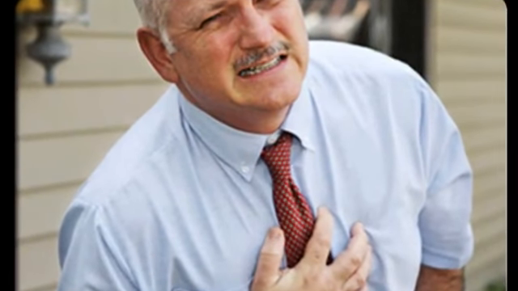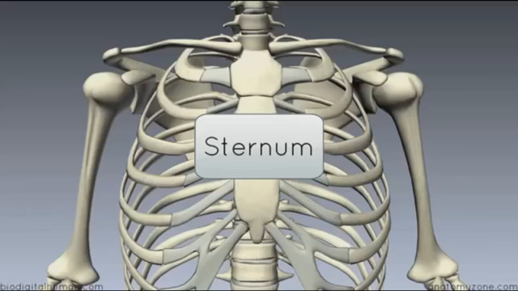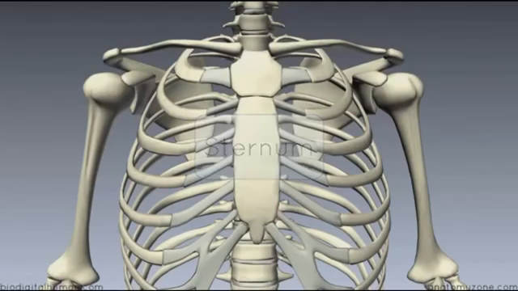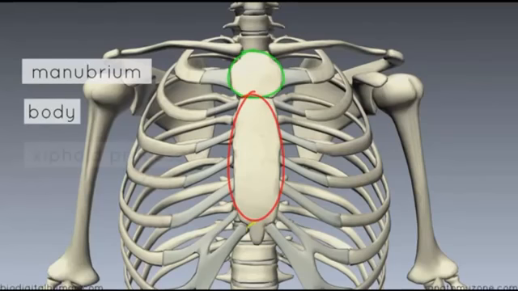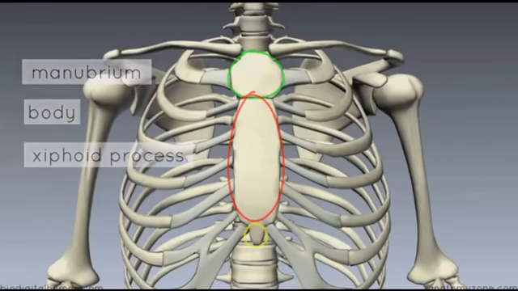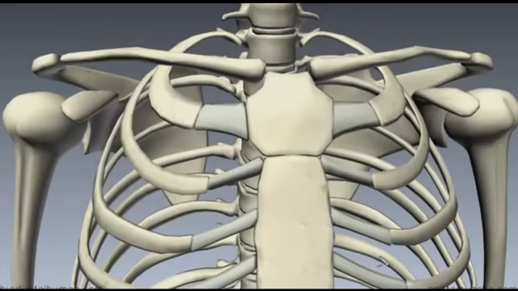Okay, so this is a quick tutorial on the sternum. So the sternum consists of three parts. You've got the manubrium of the sternum, the body of the sternum, and the xiphoid process inferiorly. So we'll begin by taking a look at the manubrium of the sternum first.